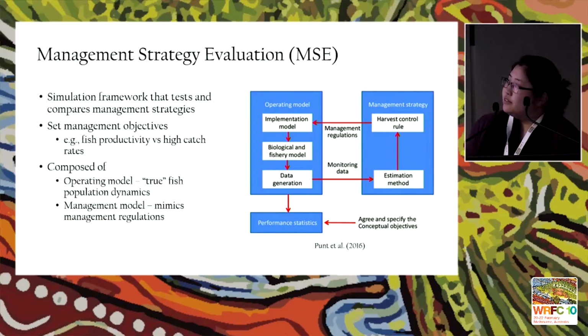I'm not going to talk too much about the modeling because no one likes that, but I'm going to talk about some important components. One is the operating model, which simulates the true population dynamics. And then the other one is the management model, which mimics how the regulations are done, and in this case, how artificial reefs are placed.